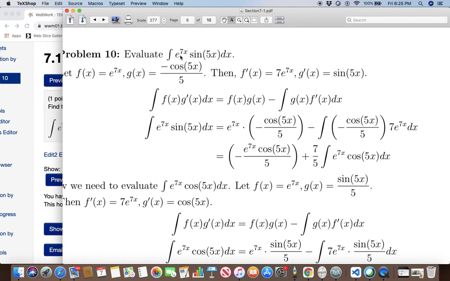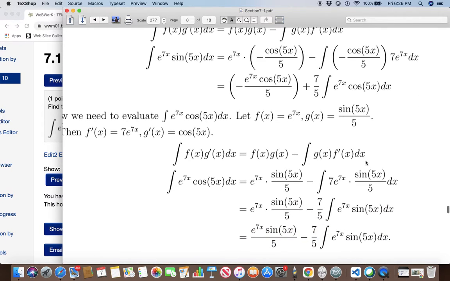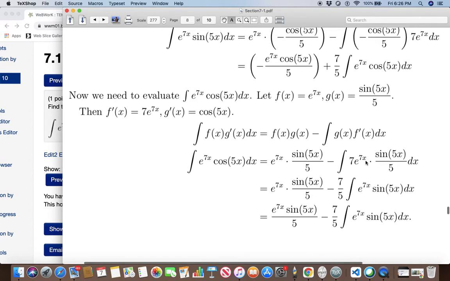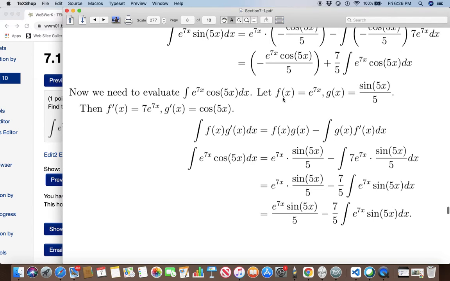We started with e raised to 7x sine 5x. Now we have this quantity, so this requires another round of integration by parts. Let f again be e raised to 7x. g is now the antiderivative of cosine 5x, so that's sine 5x over 5. f prime is 7 e to the 7x. g prime is cosine 5x, the derivative of this.